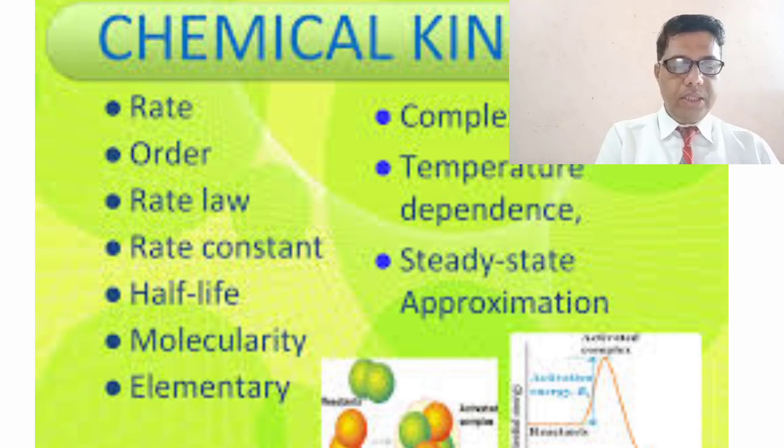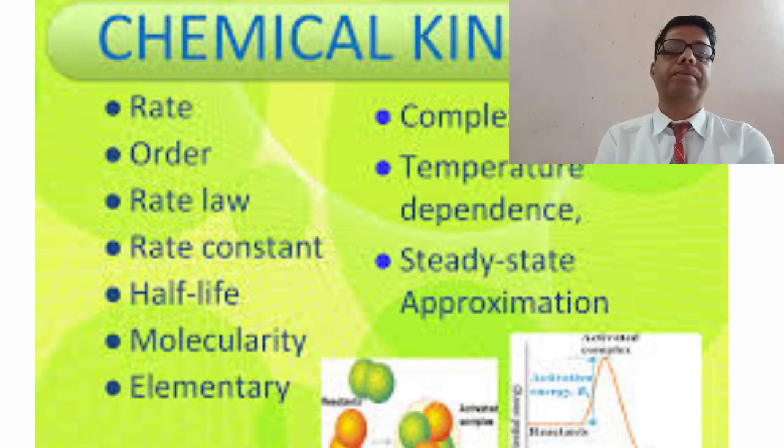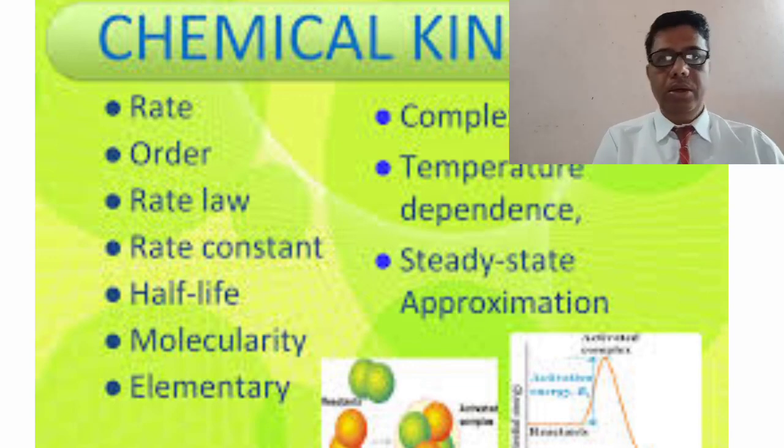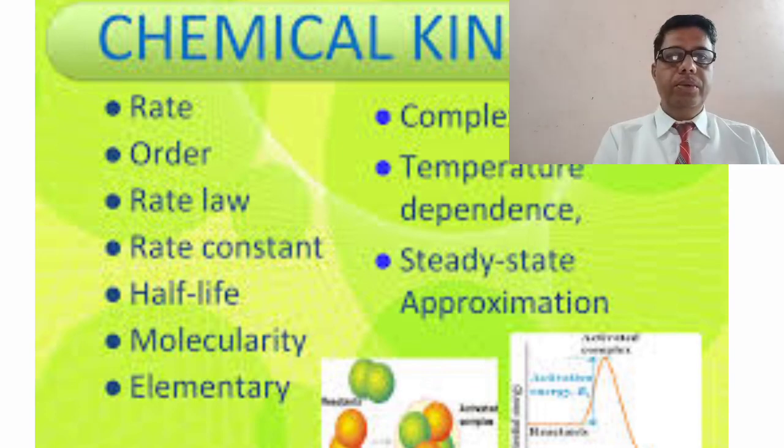Then zero order reaction, same, half-life, then half-life and rate constant expressions, same. Then last one, pseudo order reaction. And last point, how a catalyst plays an important role in the rate of reaction, or effect of catalyst on the rate of reaction. These are the points which are covered under the unit chemical kinetics.